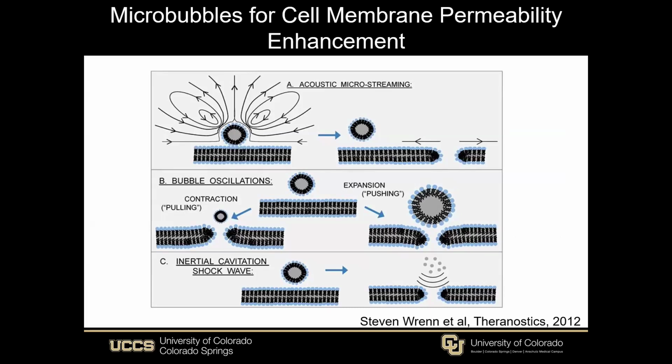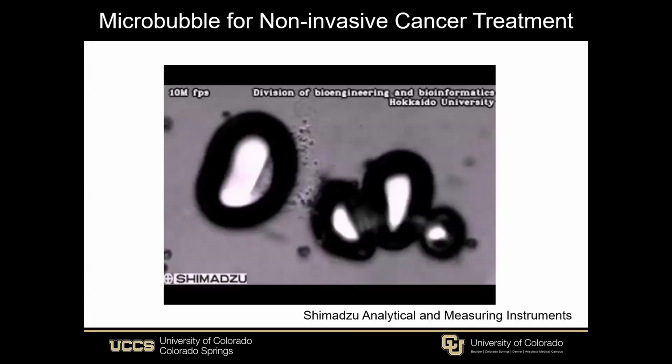Again, I'm not a biologist, so correct me if I'm saying something wrong. Specifically, the oscillation, the contraction and expansion of the bubble, can physically interact with the cell walls, and that can coax it open. And then lastly, there's inertial cavitation, where it bursts and ruptures, and that can create an opening and so forth. So that's one way of using it.